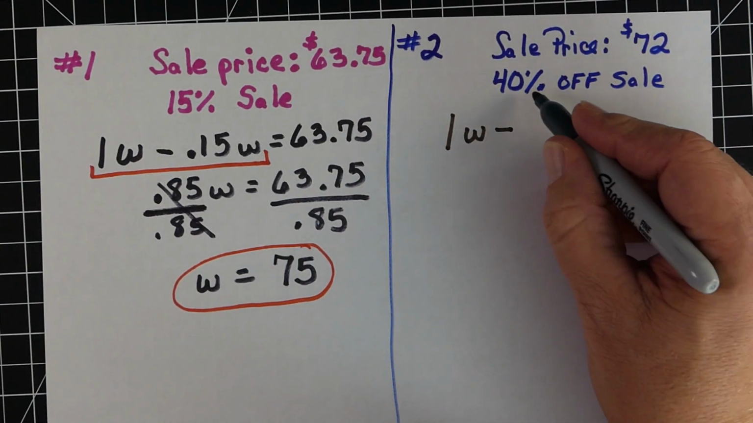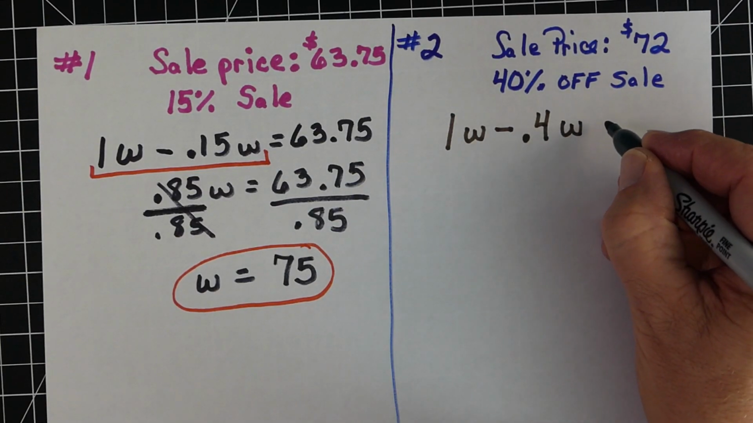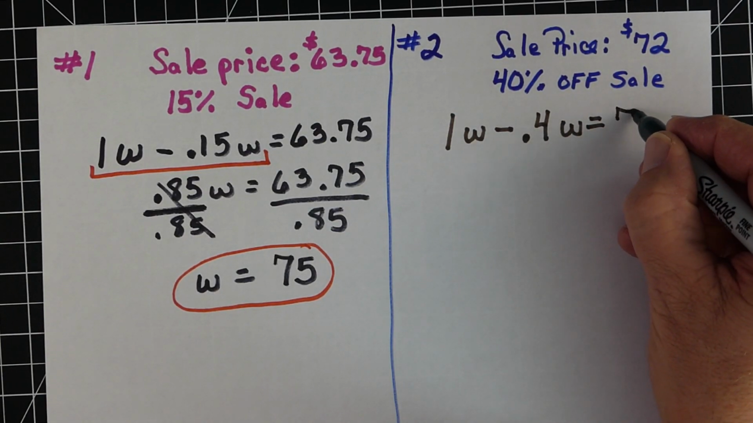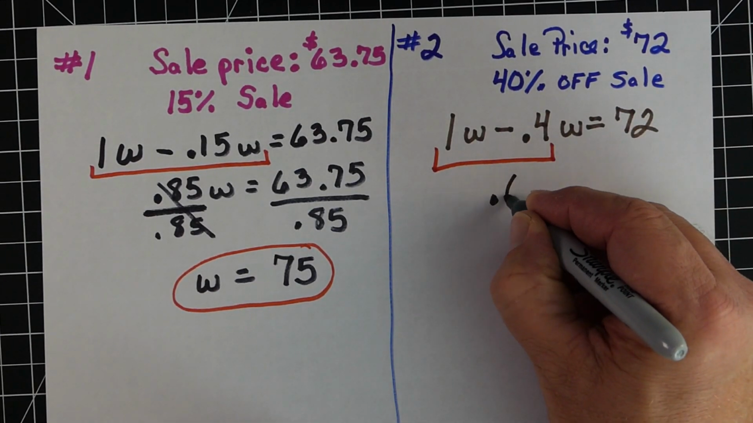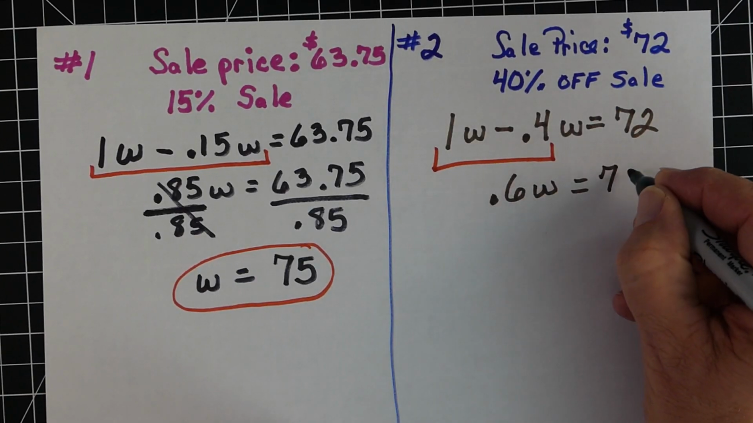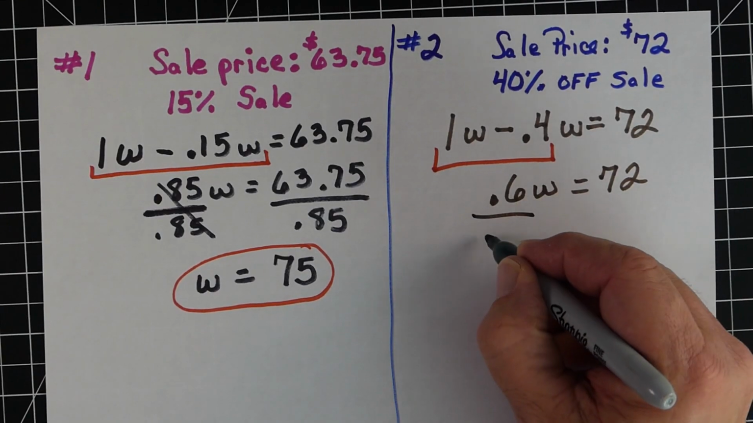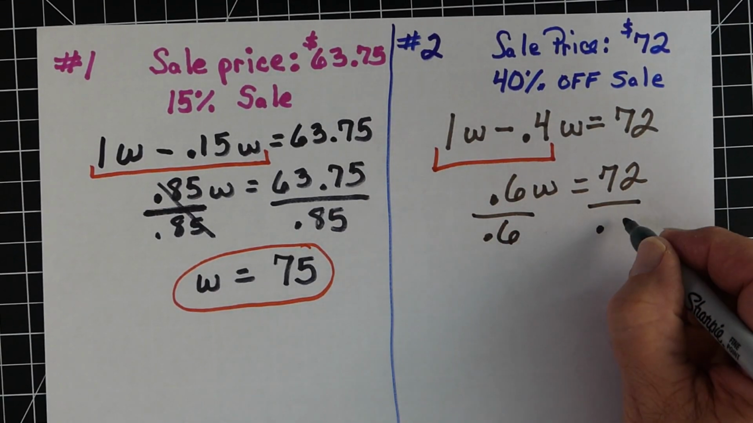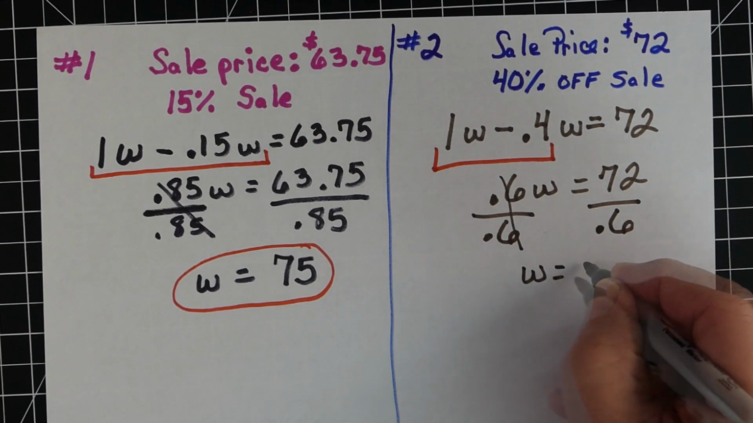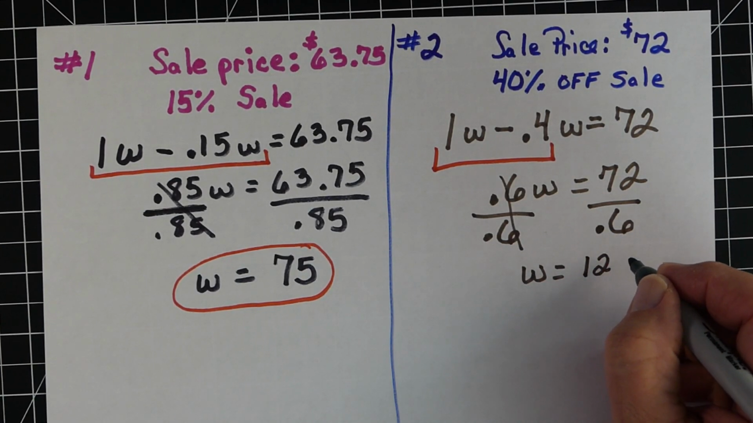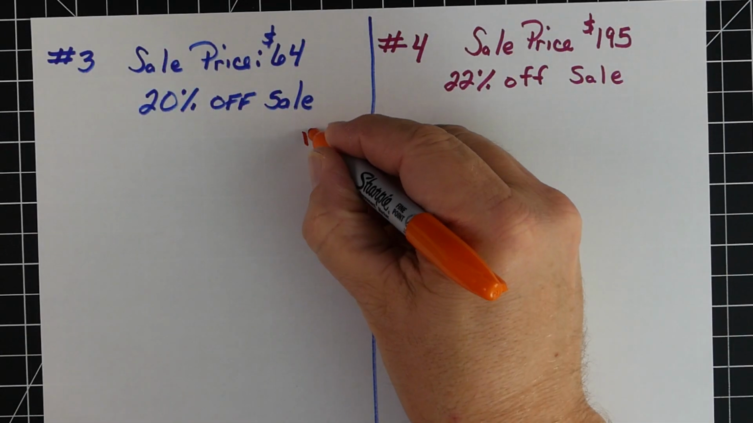On the second problem, same thing. I'm taking the 1W for the whole amount minus the 0.4W because it's 40% sale. And the sale price is going to end up $72. So I combined my two W's, and so 1 minus 0.4 would be 0.6. 0.6W equals the 72. Again, I'm trying to get the W by itself, so I'll divide by 0.6. I'll do that to both sides. On the left side, I'm left with just W, and on the right side, I'll take 72 divided by 0.6, and when I do that, the whole amount was 120.